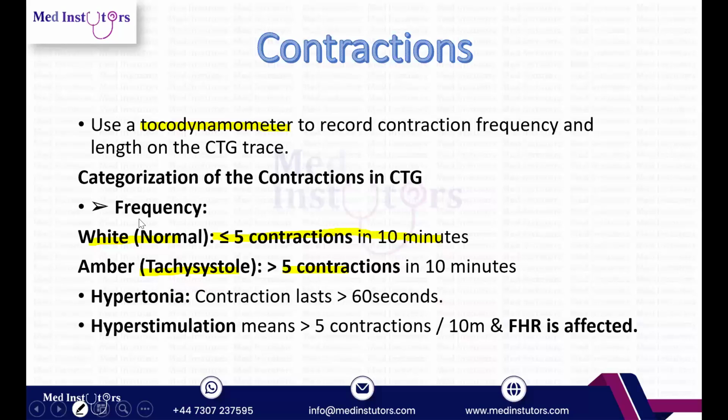So let's revise it. The first thing is white, that means everything is okay. There are 5 or less than 5 contractions in 10 minutes. Then comes tachysystole, that means more than 5 contractions in 10 minutes. Then there is hyperstimulation, more than 5 contractions with abnormal fetal heartbeat. And then there is hypertonia. Tone means the tone of the uterus, it's lasting longer. So that means the contraction is lasting for more than 60 seconds, that is more than 1 minute.